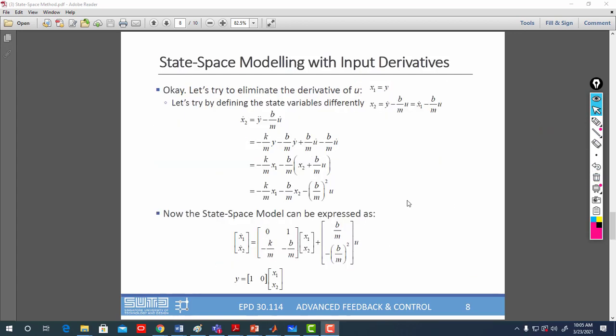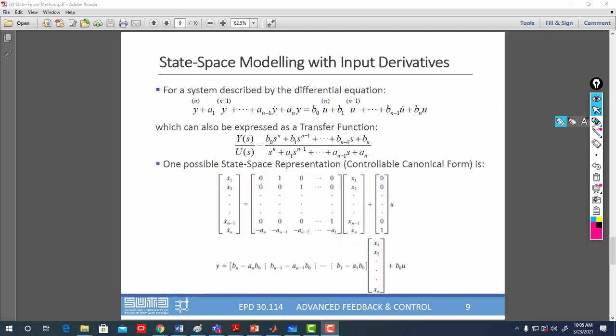Now let's generalize it. Assuming this is my system, in which the equation of motion or the ordinary differential equation is related to the derivative of the input u, maybe n times derivative, the nth derivative, right?